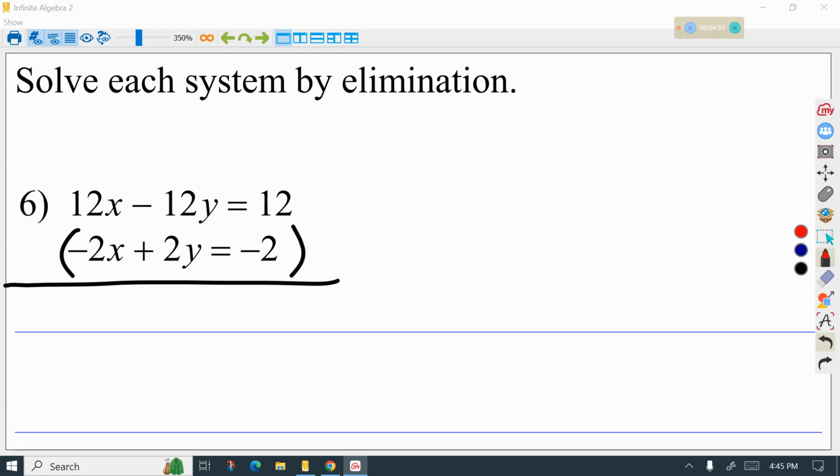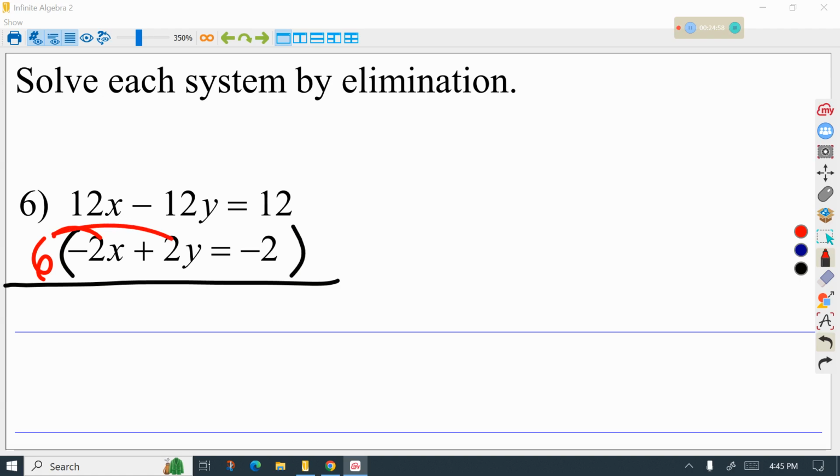Is there any number I could eliminate? Which variable would be the easiest to eliminate? Is there any way I could turn that negative 2 into a negative 12? Because if I could do that, then I'd be able to add these equations and eliminate and move on. Well, the number that comes to mind is 6. 6 times negative 2 gives me negative 12. So let's go ahead and multiply this whole equation, all three of those, by 6.